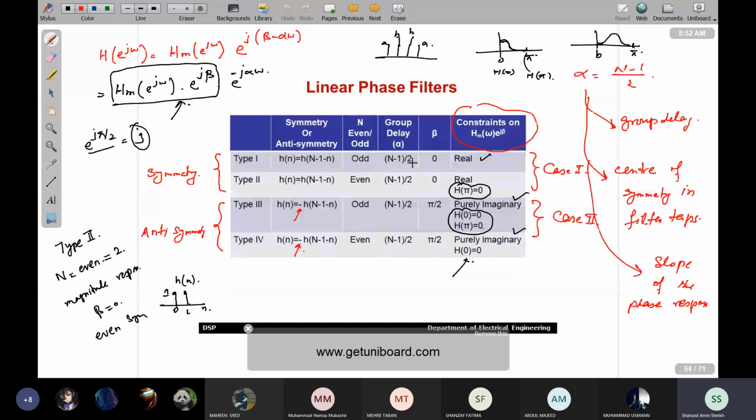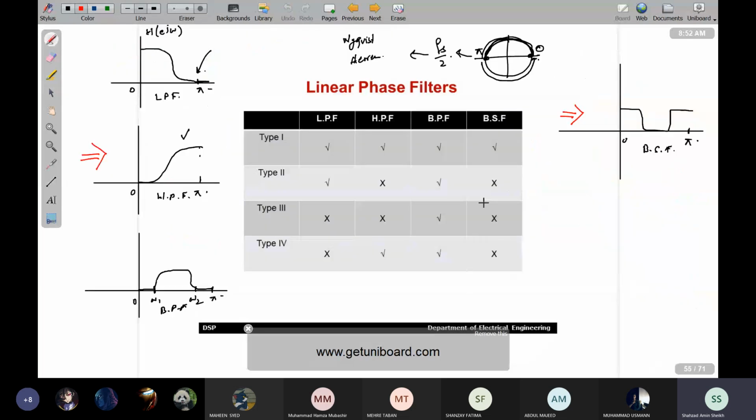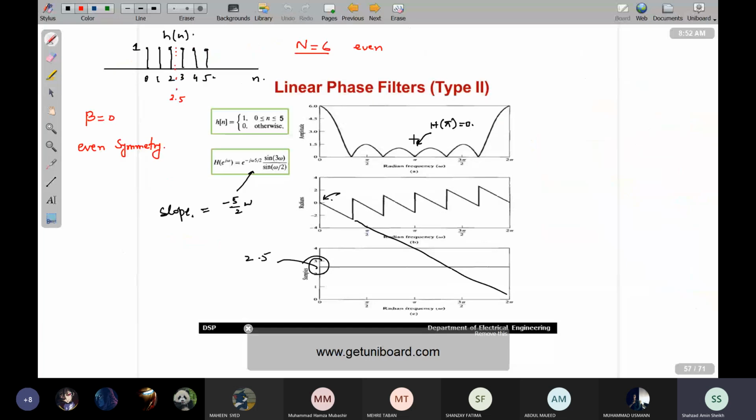Look at this. H of pi is equal to 0. So you can see here, for type 2 filters, h of pi is equal to 0. Whenever you have an even number of taps with even symmetry, you will have h of pi equal to 0. That was the reason that you cannot make high pass filters using type 2 filters.